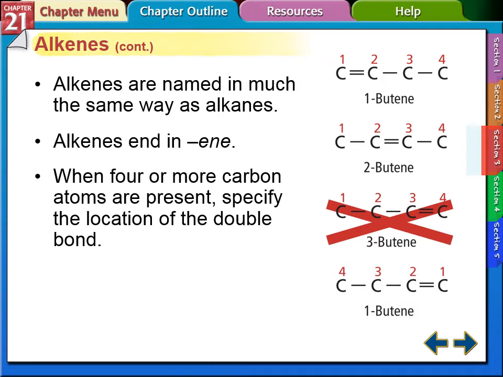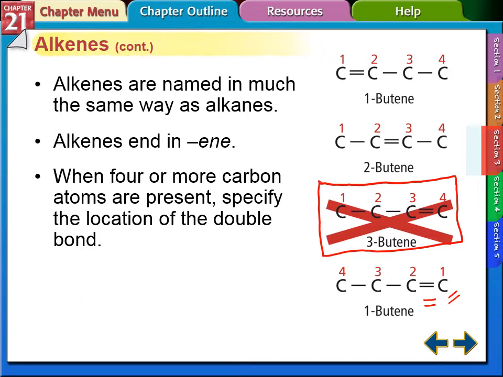Now, when 4 or more carbon atoms are present, specify the location of the double bond. This is done by numbering the carbons in the parent chain, starting at the end of the chain that will give the first carbon in the double bond the lowest number. So if we look at this example, naming this alkene as 3-butene would be wrong, because we have to number the carbons such that the double bond is closest to the first carbon.